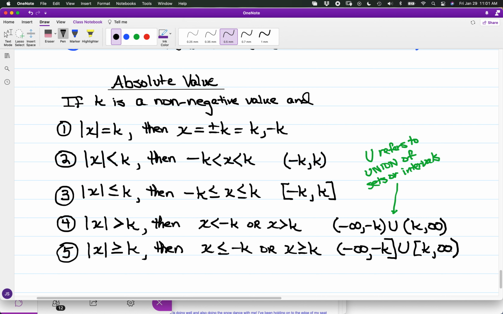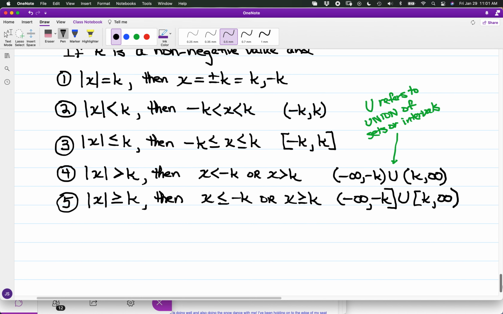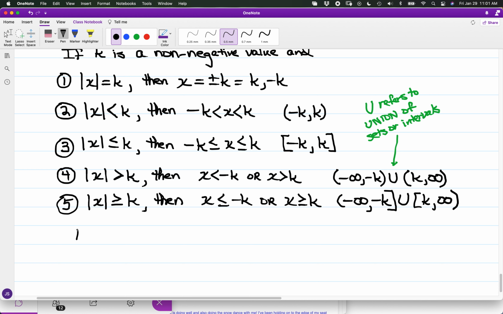Okay. And just as examples, to kick things off with absolute value inequalities, let's say I were to determine the interval solutions for x.